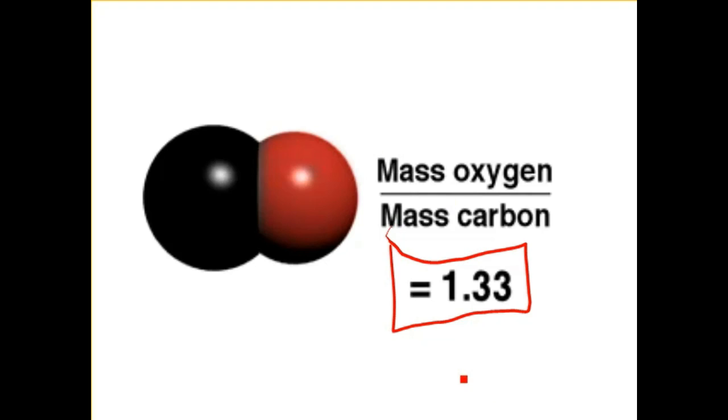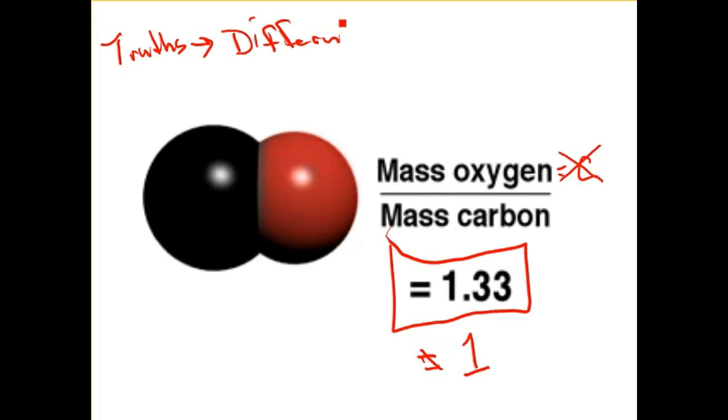This number is not 1. If it were 1, it would mean that the mass of oxygen was equal to the mass of carbon. And it is not 1, so that is not true. So from this simple analysis, we can learn one of the truths of our current model. And that is that different elements, this will sound way obvious, but they didn't know it back then.